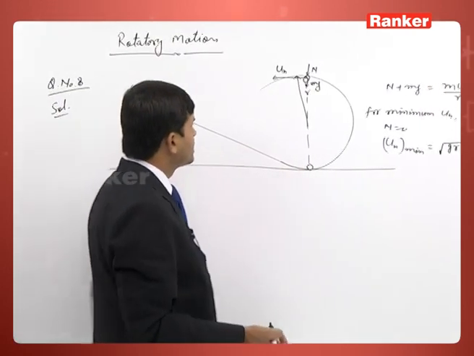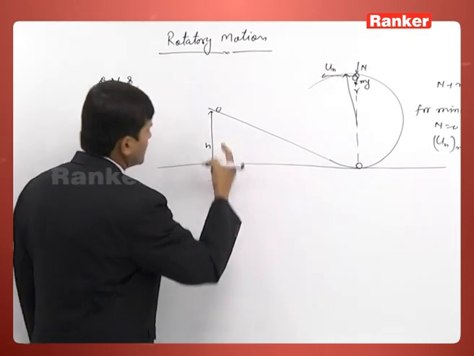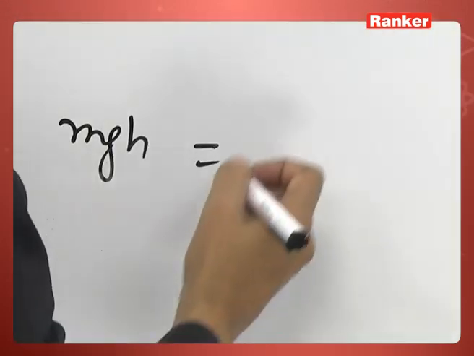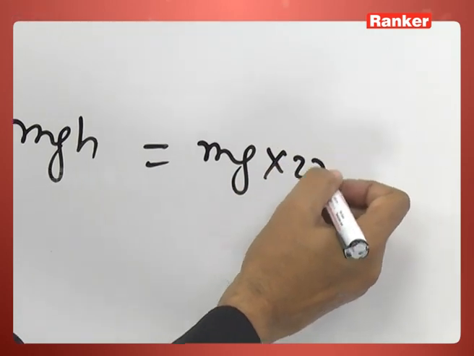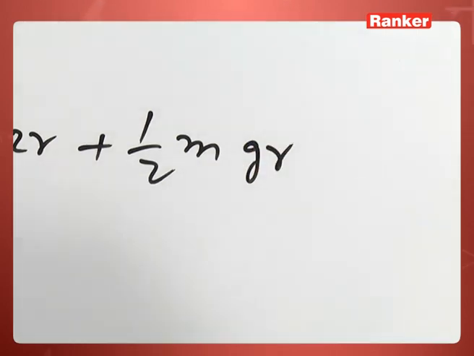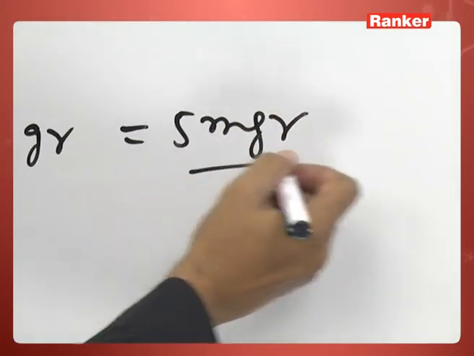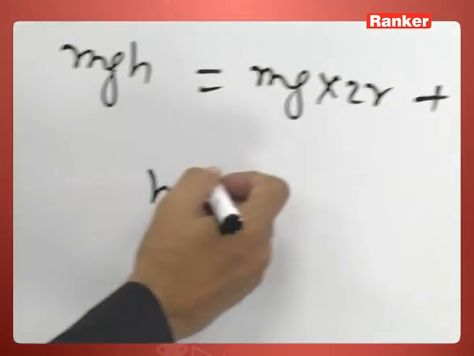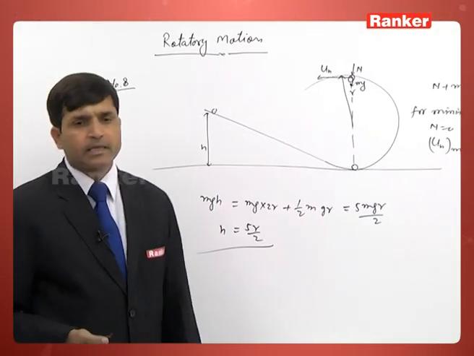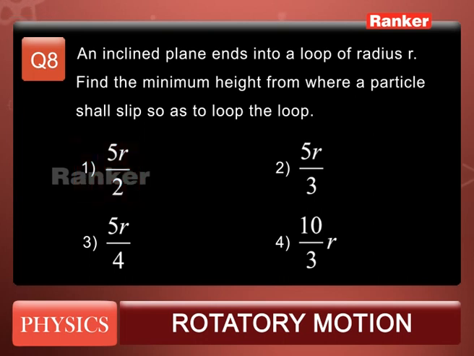Now we can apply conservation of energy from here to here, considering this as a reference. The potential energy here is mgh. Here the potential energy is mg into 2r plus kinetic energy half m UH square, which is gr. So this will be 5 mgr by 2. So h should be 5r by 2. So this is our correct answer. Option number 1 is the correct option.